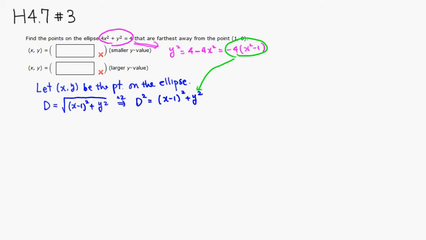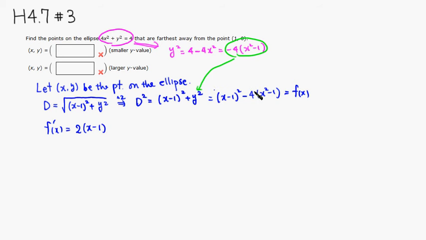We get (x minus 1) squared minus 4 times (x squared minus 1). So this is the distance squared. Why don't we just go ahead and take the derivative. I'm going to call this f of x, so that we can call it f prime of x. The derivative is going to be, put 2 in front, (x minus 1), that's the derivative of this part.